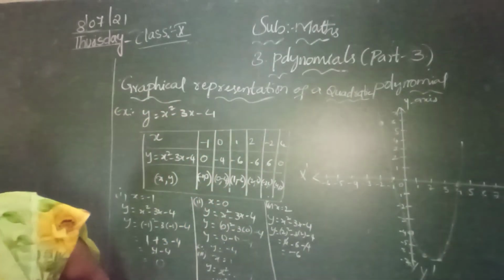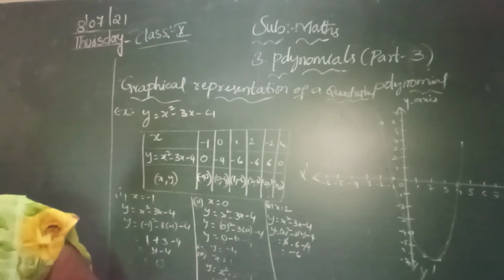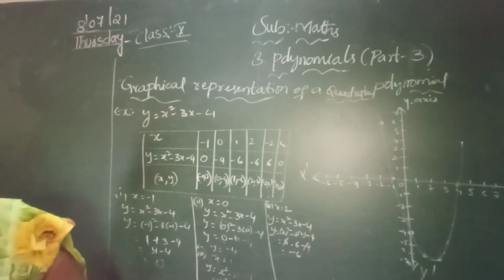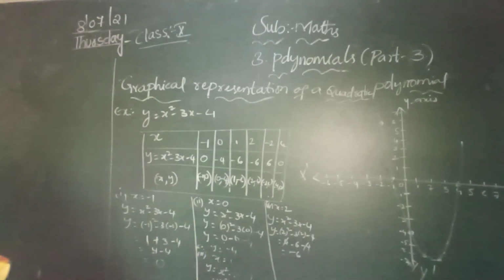Is it clear? Which shape did I get in the graph here? U shape. That is a parabola shape I got here. What is the shape of a quadratic equation? Parabola shape I got in the graph here.